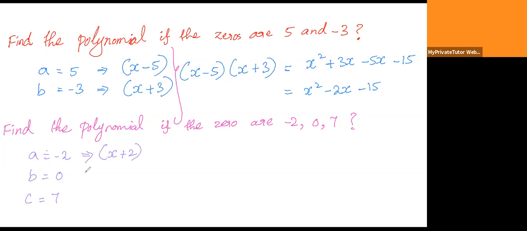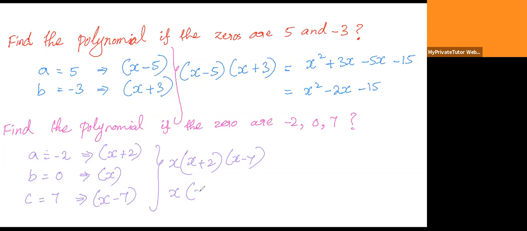X plus 2 is a factor for minus 2. X minus 0, which is the same as x, guys. And for 7, x minus 7. Yes. So what is the polynomial? You are going to multiply all these factors. Let's keep this x here. Please go ahead and multiply. X times x square minus 7x plus 2x minus 14.